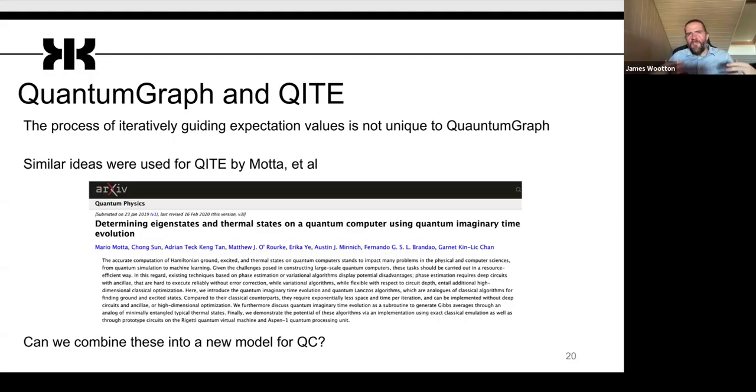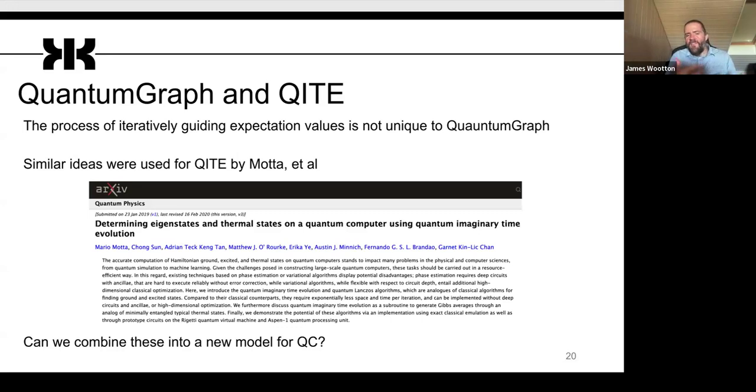Both of them are showing us that this way of thinking, where we take expectation values and manipulate expectation values, is useful. It's useful for procedural content generation. It's useful for finding ground states. And it's different from the way we usually think, in terms of I'll put a Hadamard here and a T gate there and a C naught over there.